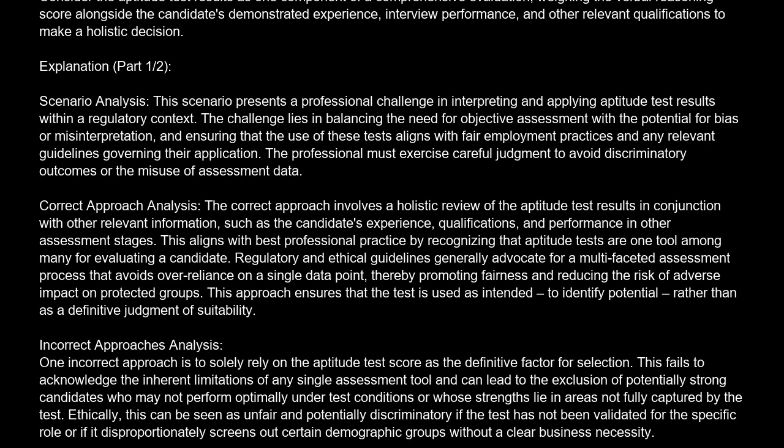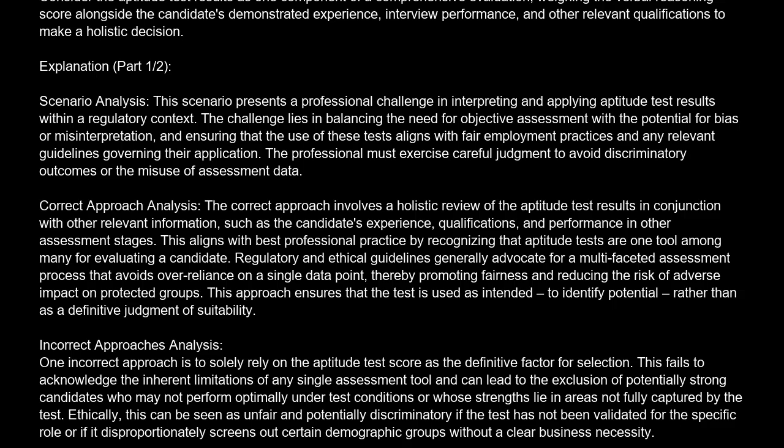The correct answer is A. Consider the aptitude test results as one component of a comprehensive evaluation, weighing the verbal reasoning score alongside the candidate's demonstrated experience, interview performance, and other relevant qualifications to make a holistic decision.